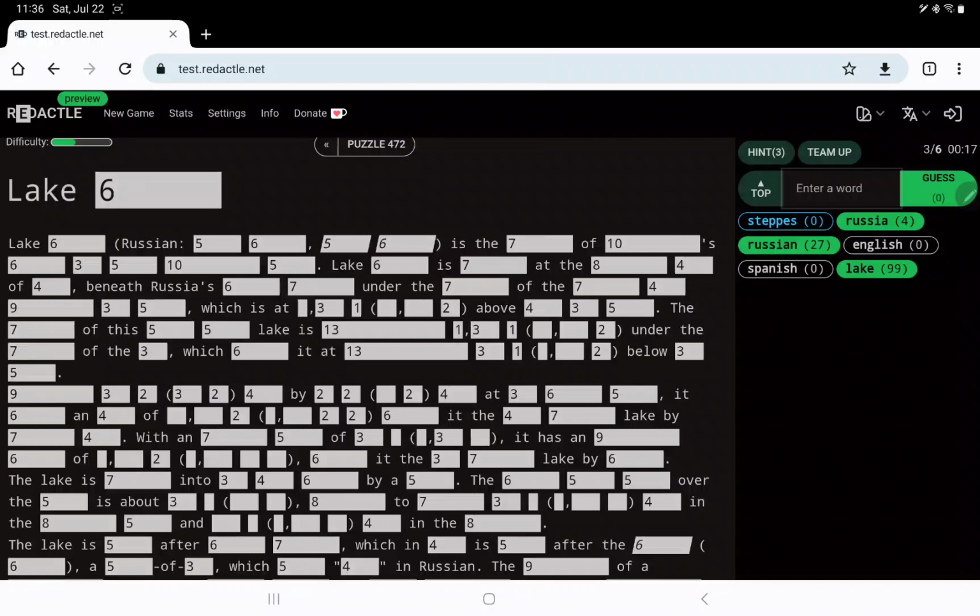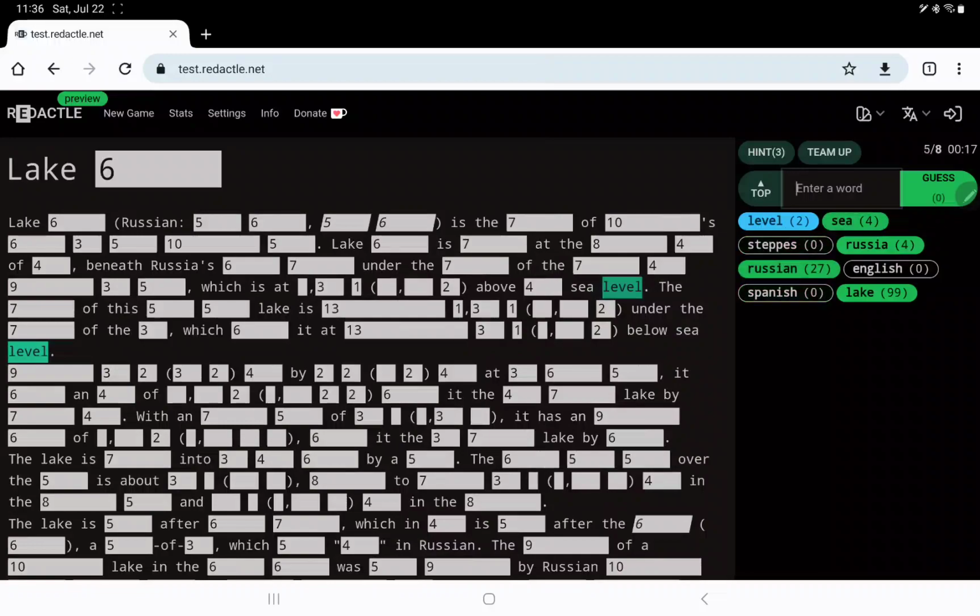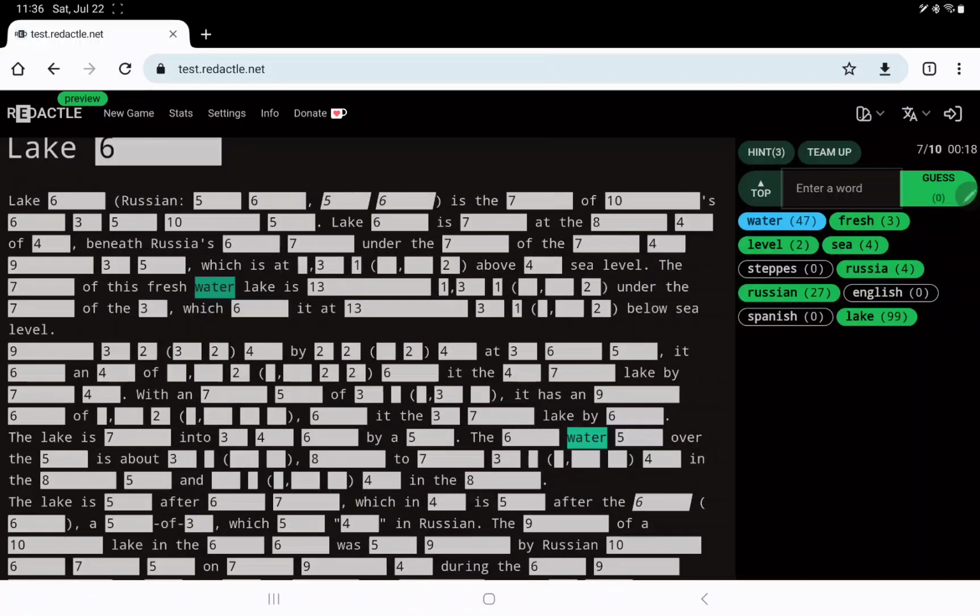No, beneath the something under the 7 of the 74935 under the shadows something. Let's do C. 4 C's, C level. The blank of this 5-5 lake, is that just fresh water? I think it is. Yeah, okay.